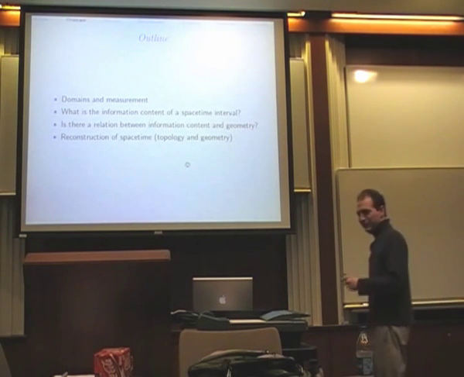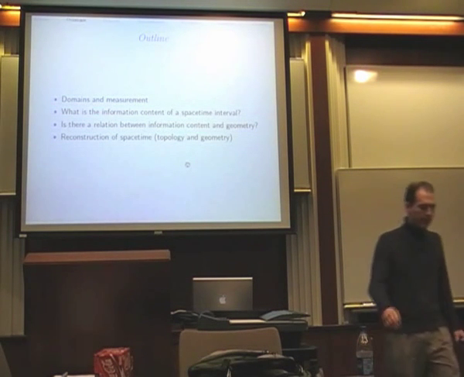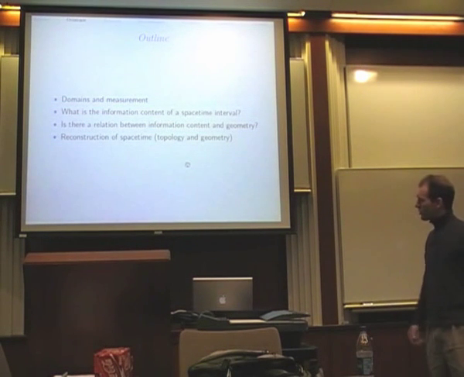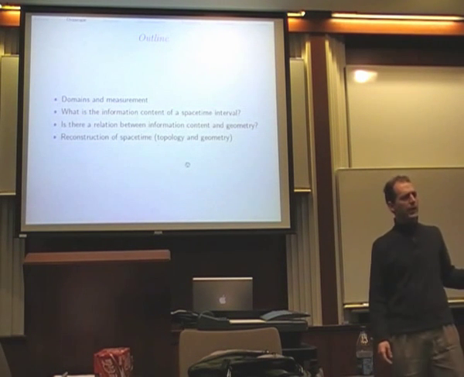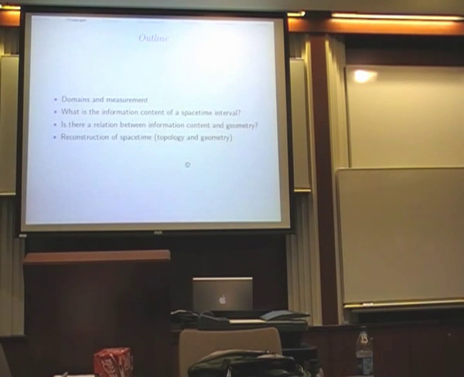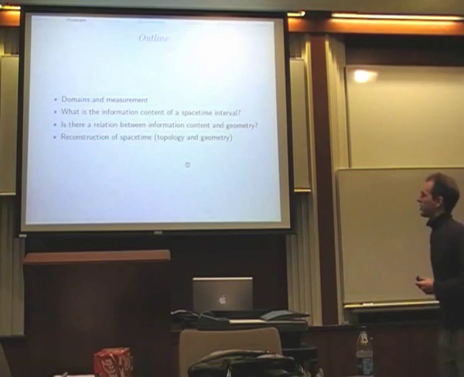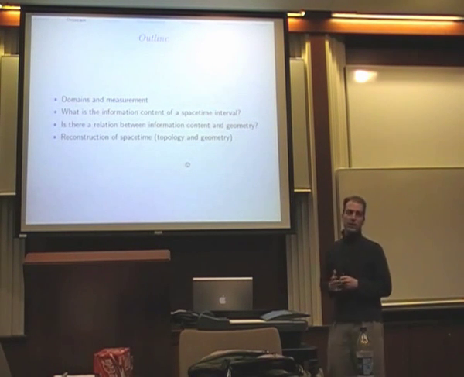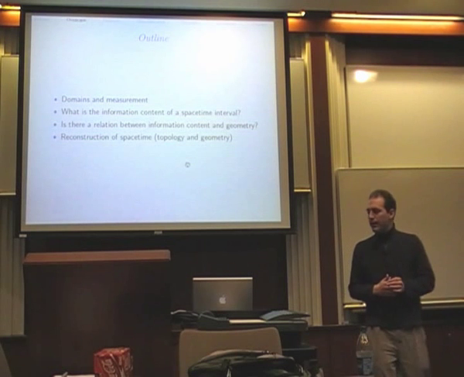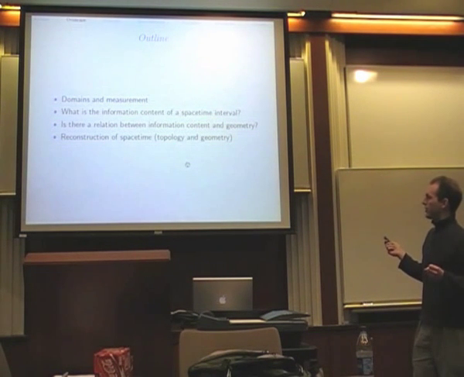So this is an outline of the talk. I'm going to tell you about domains and measurement, which is pretty easy to explain. Like Prakash already said, domains offer you a qualitative view of information, and measurement offers you, one of the things it offers you is a quantitative view. And we're going to ask some weird questions like, what is the information content of a space-time interval? Is there a relation between information content and geometry?